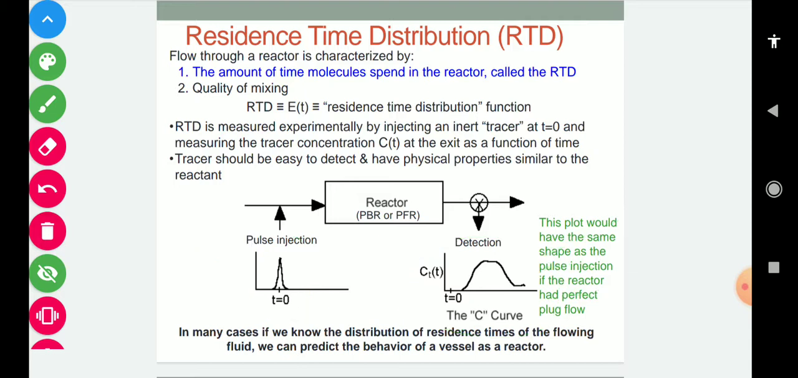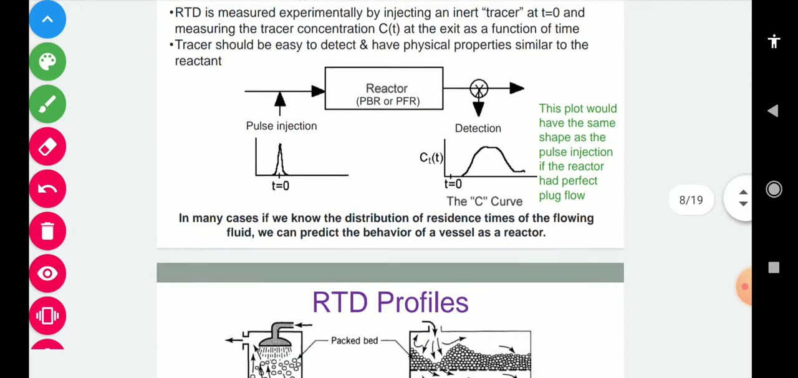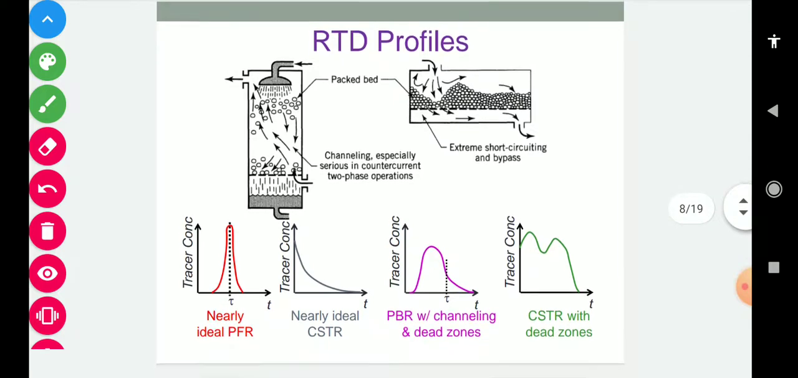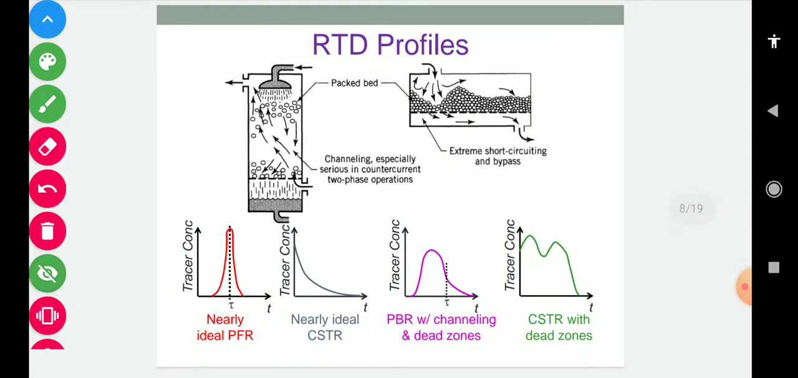In many cases, if we know the distribution of residence time of the flowing fluid, we can predict the behavior of the vessel as a reactor. Now, in this diagram, for example, if we have an ideal plug flow reactor, in a plug flow reactor there is no mixing. It means whatever the shape of the curve at the inlet, we get a similar shape at the exit, because there is no intermixing.